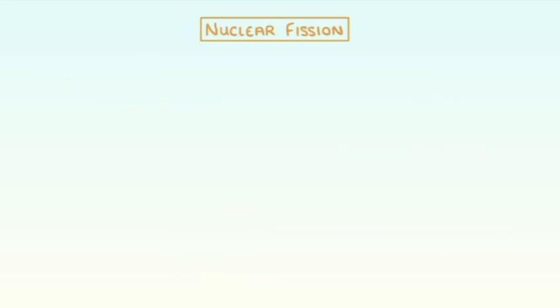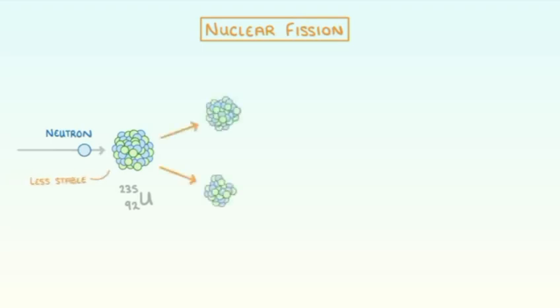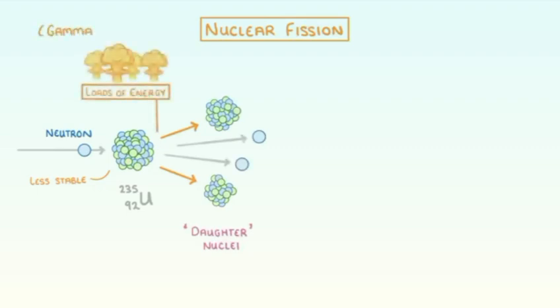To understand how the process works, let's go through the steps. As we said, we start off with a large unstable nucleus, like uranium-235, and we fire a relatively slow-moving neutron at it. This addition of a neutron to the nucleus makes it even less stable, and causes it to split apart into two smaller nuclei, that we call daughter nuclei. It also releases 2 or 3 more neutrons, and importantly, loads of energy in the form of gamma radiation.